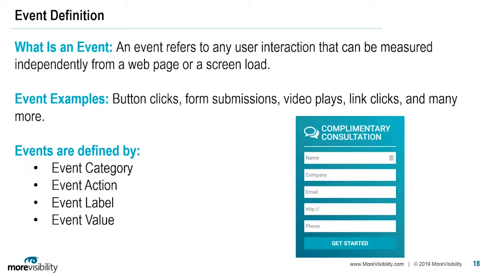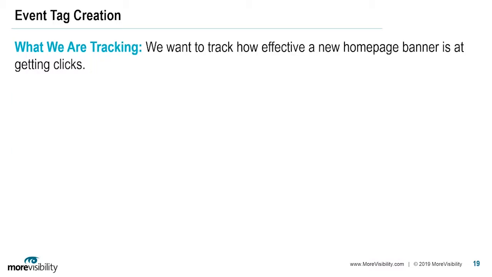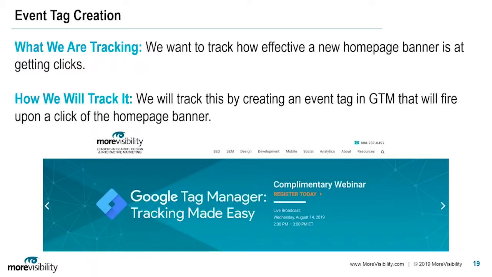Okay, so let's look at the tag creation for this event that we're going to create. Today in this example, we're going to want to track how effective a new homepage banner is at getting clicks. We will track this homepage banner by creating an event tag in Google Tag Manager that will fire upon the click of a homepage banner. And of course, we're going to set this up so that we have multiple homepage banners, and we want to see how each one of these is doing and not just this initiative. So we're going to create this to track that as well.